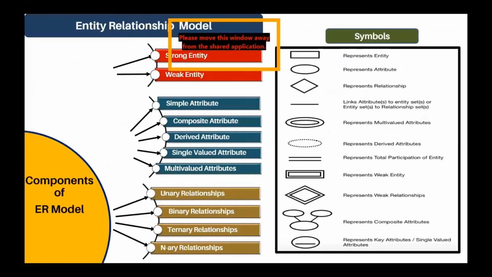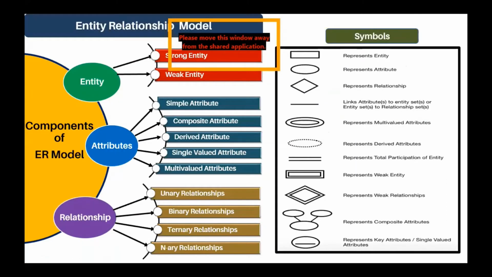So let's go to the second slide. Now we will see in detail, as we have seen that there are three components: entity, attributes, and relationships. Entities can be of two types: strong entity and weak entity. A strong entity is an entity which has its own primary key to uniquely identify the record.